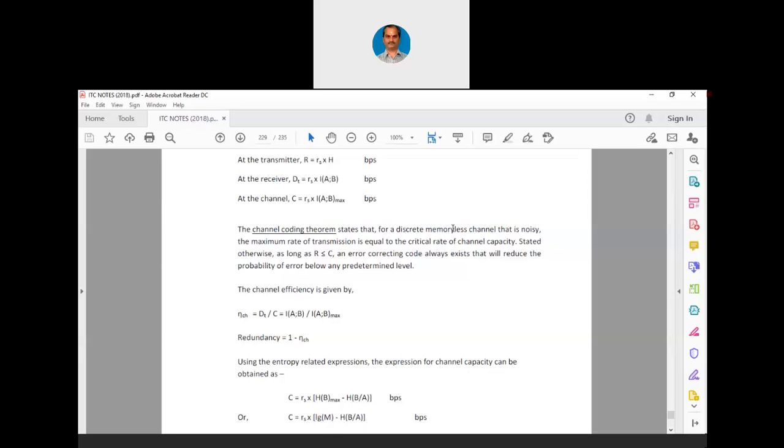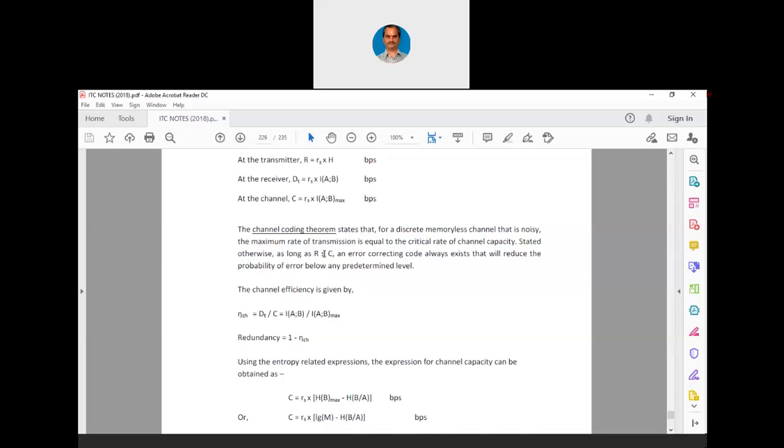So, for a discrete memoryless channel that is noisy, the maximum rate of transmission is equal to the critical rate of channel capacity. Now, we can have this R also, we can have this Dt also. We can have this R, which can be a maximum rate of transmission. But can it go through the channel? That is the question. If it can go through the channel, then the data rate and the channel capacity can be same.